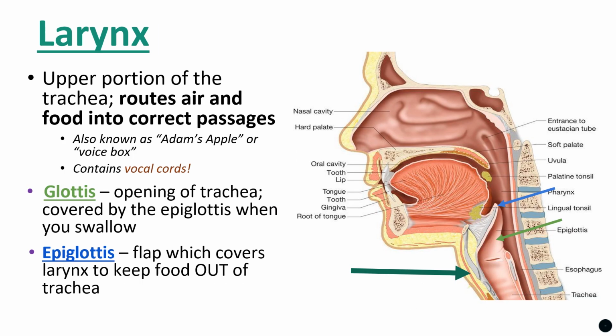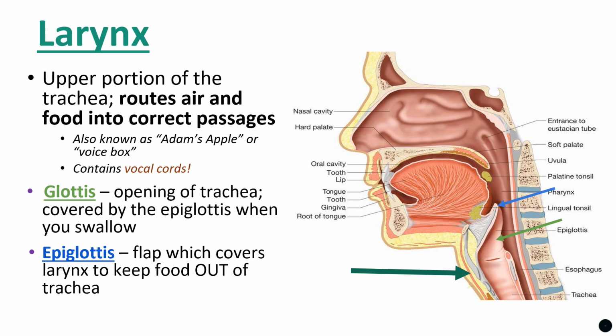After that, we get to the larynx. This is going to be the upper portion of the trachea. This is going to route air and food into the correct passages. We have a little bit of hyaline cartilage on this area that is frequently referred to as the Adam's apple. It also is going to contain our vocal cords, so we sometimes call this the voice box.